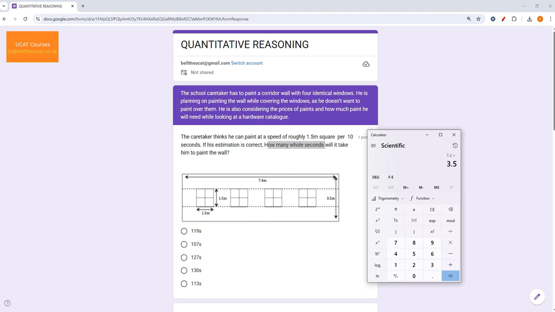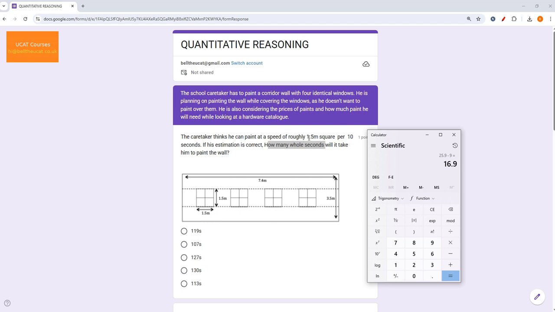7.4 times 3.5, 25.9 is the overall area. Take away the windows. How much is each window? 1.5 times 1.5, 2.25. 2.25 times 1, 2, 3, 4, so 2.25 times 4, 9. 16.9 is the net area.